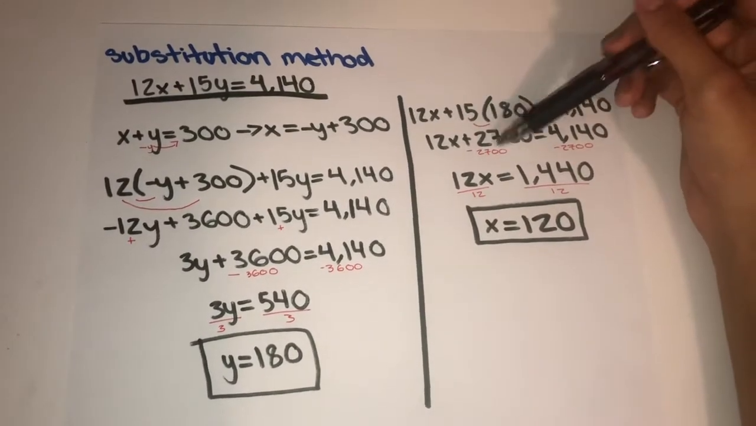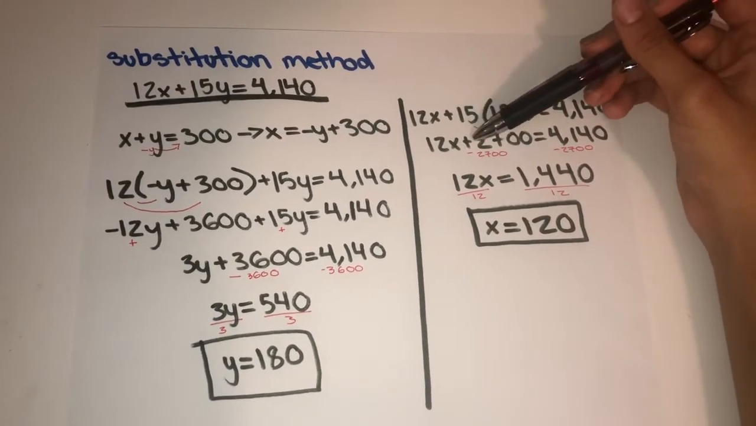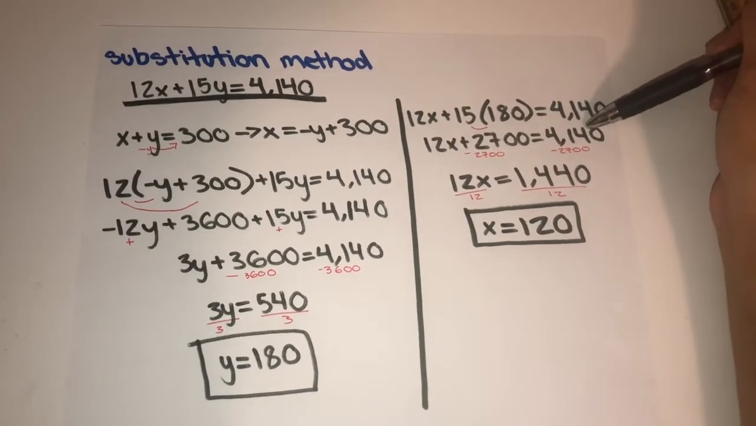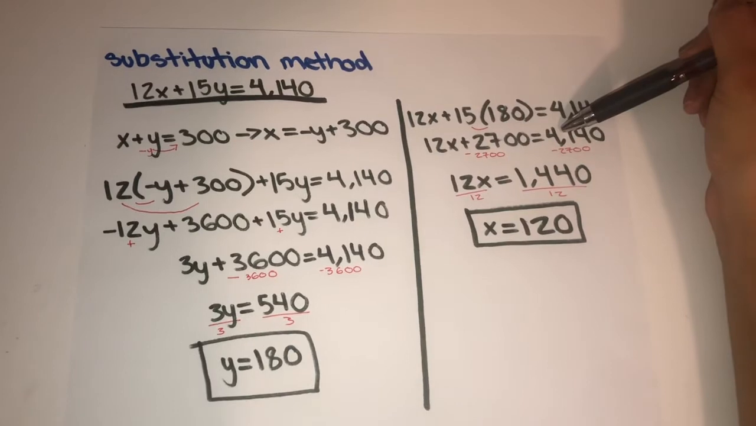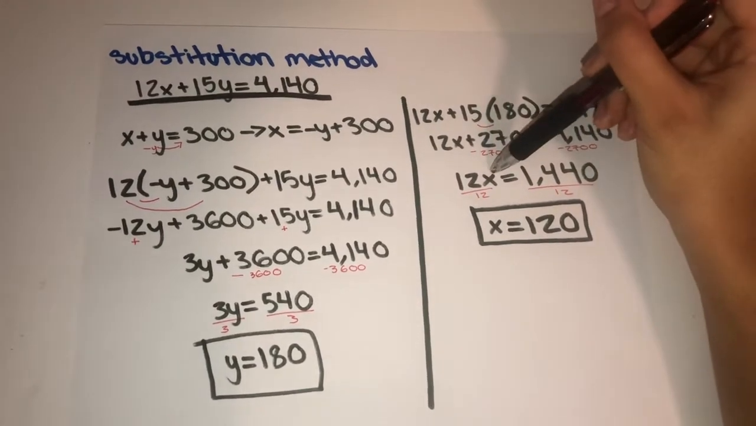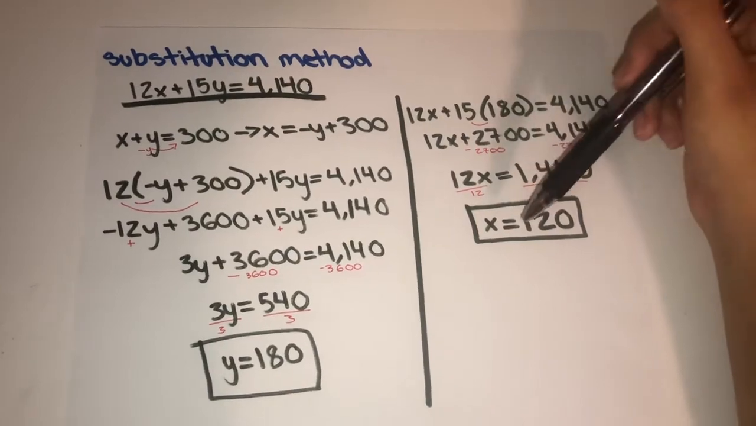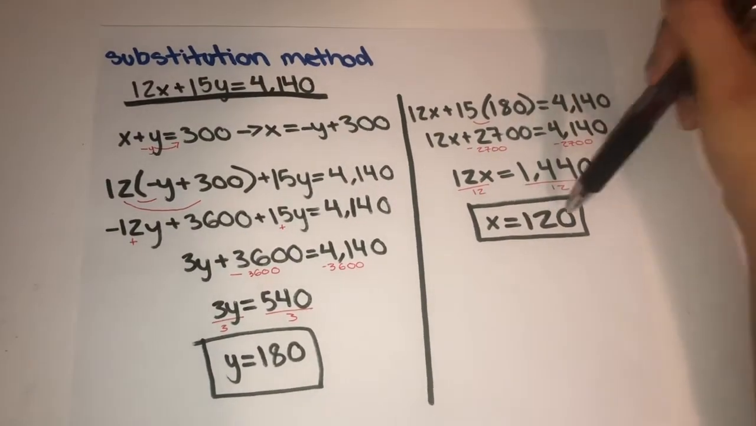And we do the math, and it's 12x plus 2,700 equals 4,140. We subtract 2,700 from both sides, and we get 12x equals 1,440. Divide both sides by 12, and now we have x, which equals 120.